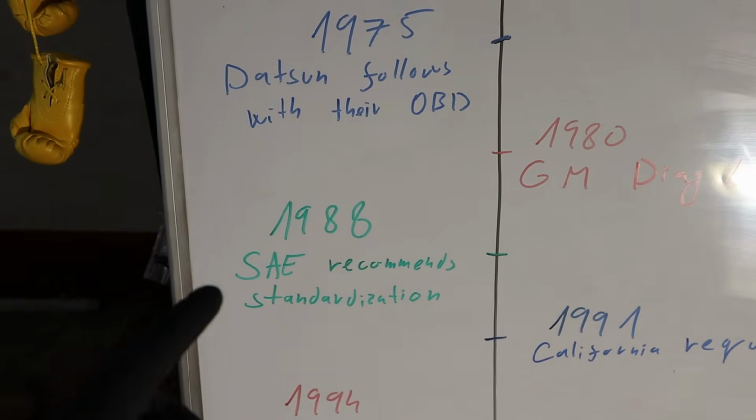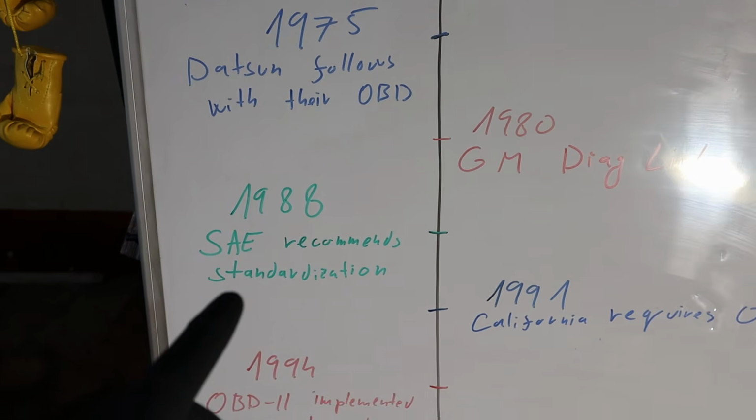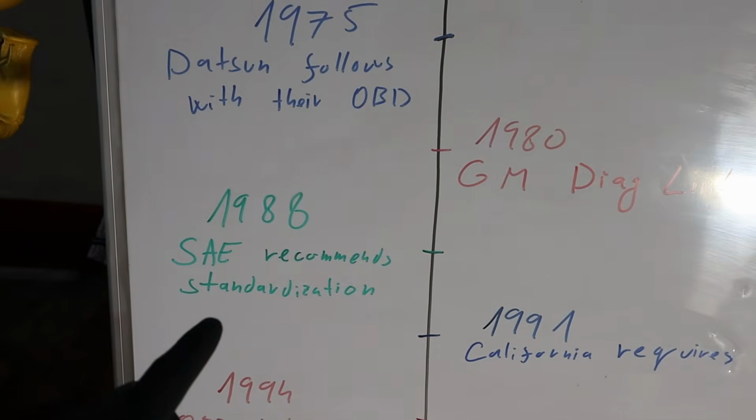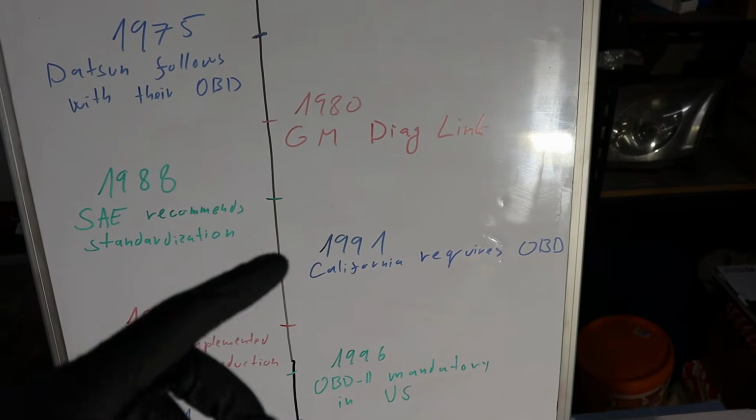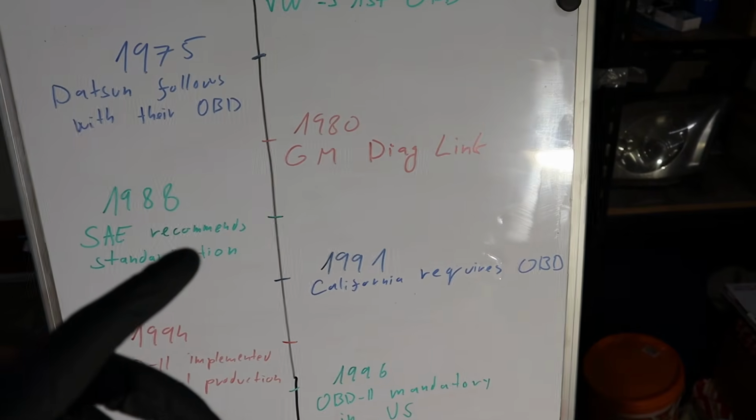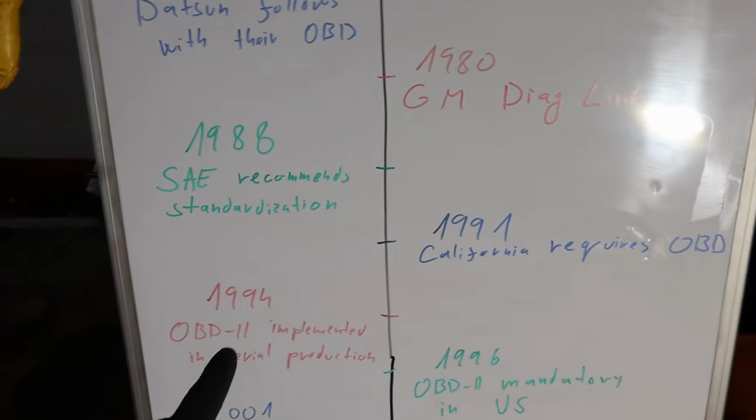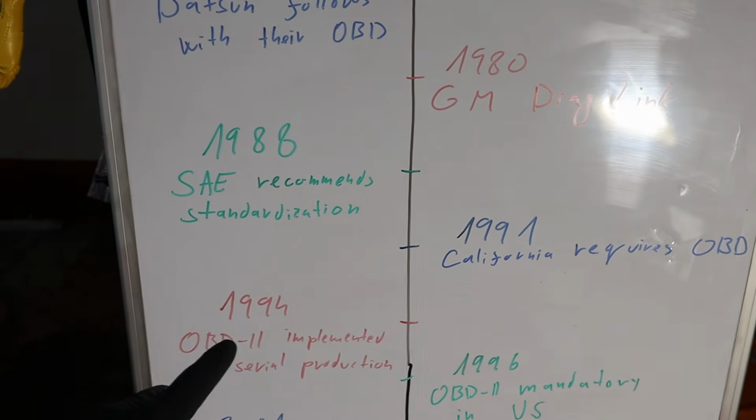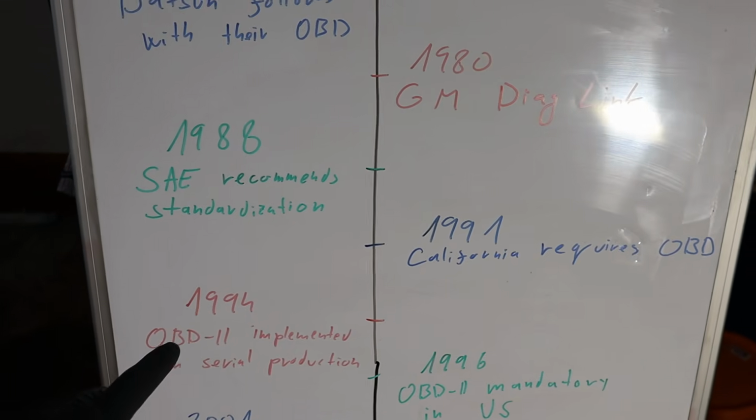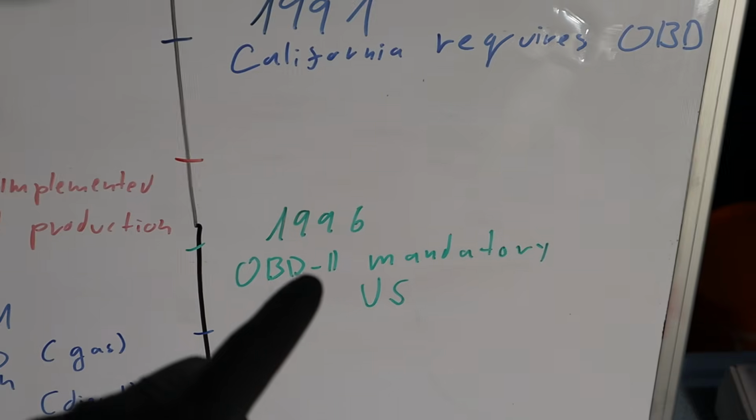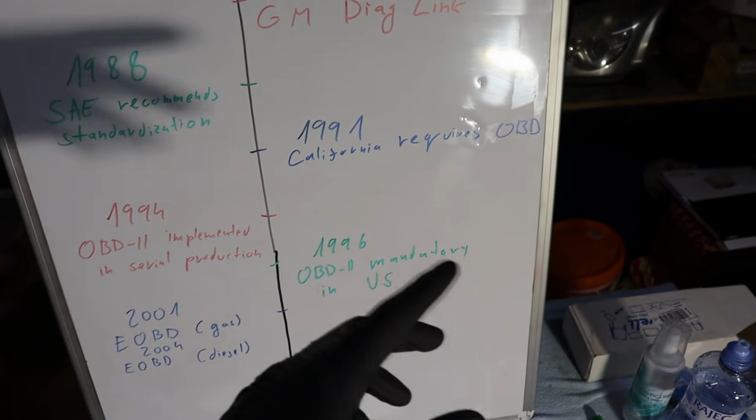In 1988 the Society of Automotive Engineers recommended standardization of the OBD system, and in a few years it was indeed implemented. In 1991 California started requiring all cars produced to have an OBD system in order to battle air pollution, and then also in California in 1994 the OBD2 system became mandatory for all new vehicles sold, and 2 years later that was expanded to all of the United States. From then that spread to the rest of the world.